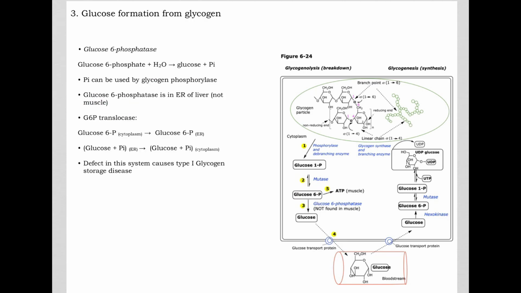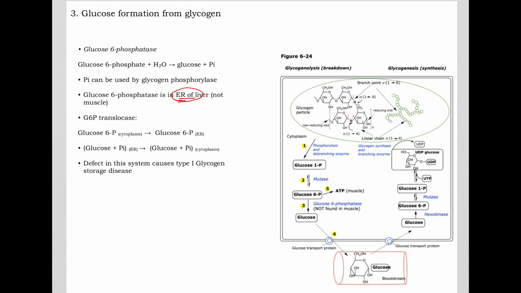In the next step, the enzyme glucose 6-phosphatase will break down glucose 6-phosphate into glucose. So the hydrolysis of glucose 6-phosphate into glucose will release inorganic phosphate, which can be used by glycogen phosphorylase. Now this enzyme, glucose 6-phosphatase, is found in the endoplasmic reticulum of the liver. We don't find this enzyme in the muscles. It is found in the ER of liver cells.